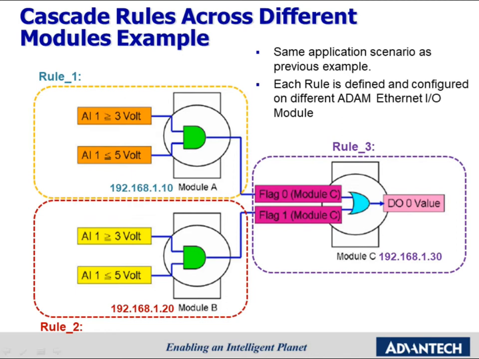Similar to the previous example, if either one of the AI channels in Module A or Module B reads a voltage between 3 volts and 5 volts and passes an OR logic gate on Module C, the output value is logic high, so DO in Module C will generate a high signal.